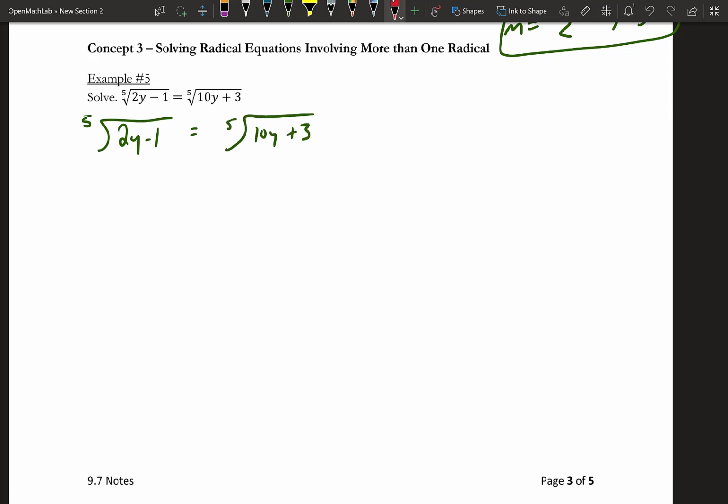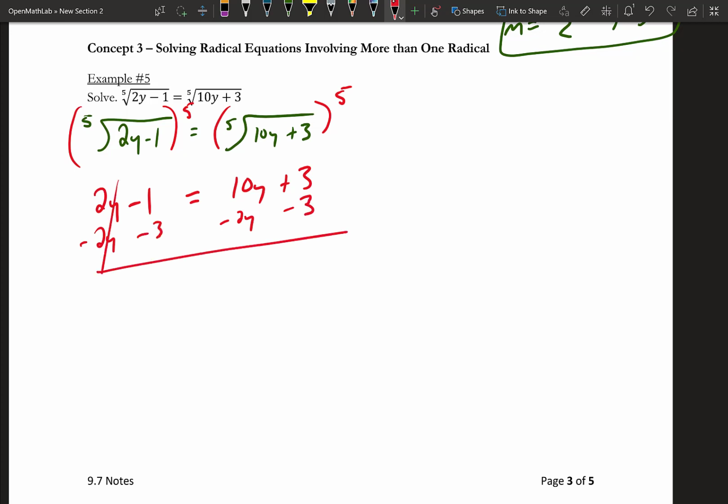And then if I just pick the left one, I would take both sides to the 5th power. But what that's going to do is just get rid of the roots completely. So this would be 2y minus 1 equals 10y plus 3. Right? So we want to solve for y now, right? So this is just like a normal basic equation that you've done lots of times. So we could subtract 2y from both sides, and subtract 3 from both sides. So on the left-hand side, we get negative 4. On the right-hand side, this cancels, so we get 8y. And then divide both sides by 8. So I'm getting y equals negative 1/2.